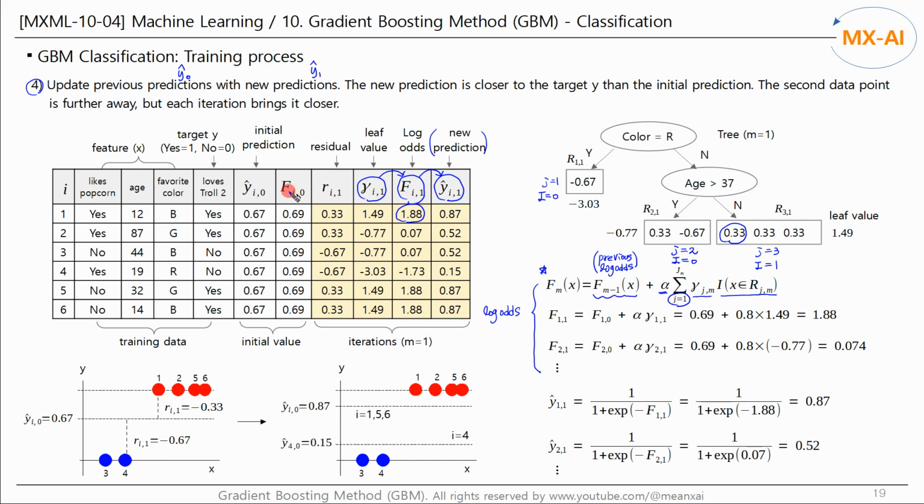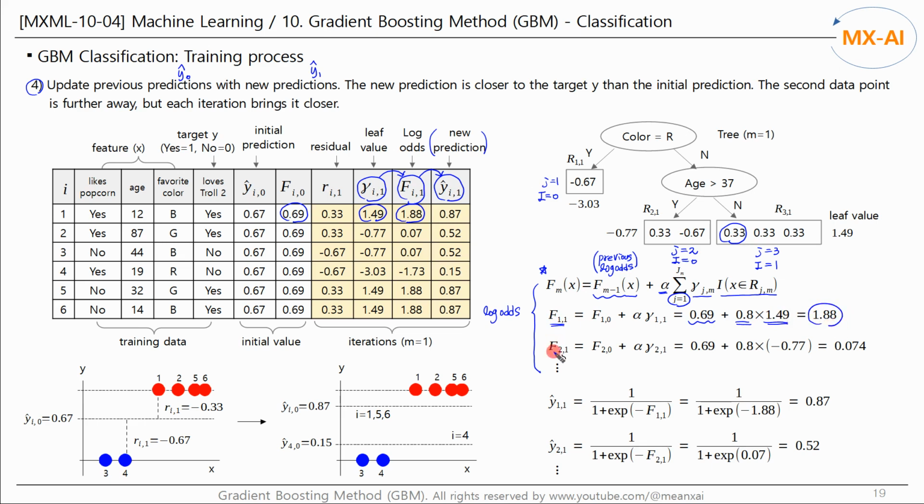For the first data point, the log odds value from the previous round is 0.69. The learning rate is 0.8. And the leaf value gamma when j is 3 is 1.49. Therefore, the new log odds f value for the first data point is 1.88.